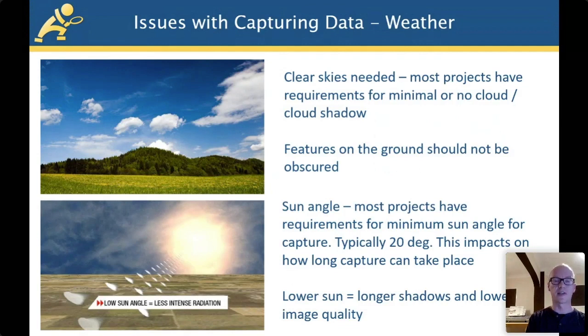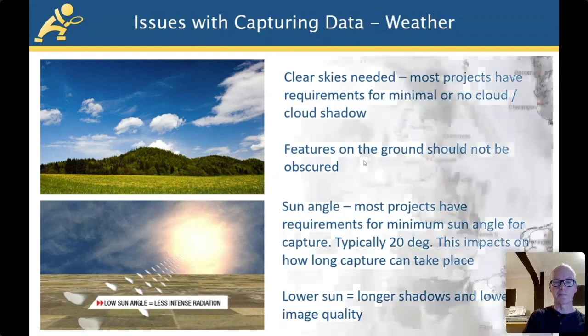So for survey, we need absolutely clear skies. So probably not like that photograph at the top where you've got little puffs of cloud in the blue sky. You need minimal or no cloud, so no features on the ground should be obscured. And we're also guided by sun angle. So we've got specifications for most projects with a minimum sun angle, which dictates our capture season between March and October. So yeah, the lower the sun, the longer the shadows, and the lower the image quality. So we've got specifications of sun angle as well. So that all guides when and where we can survey.